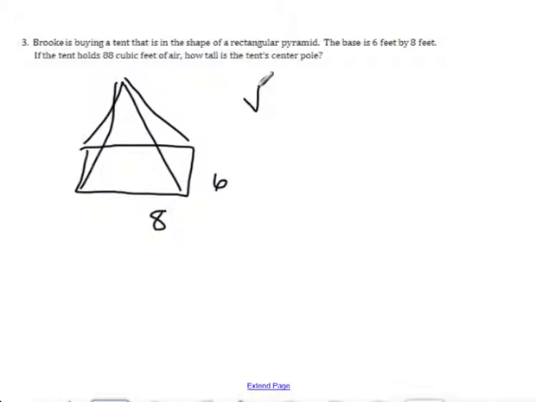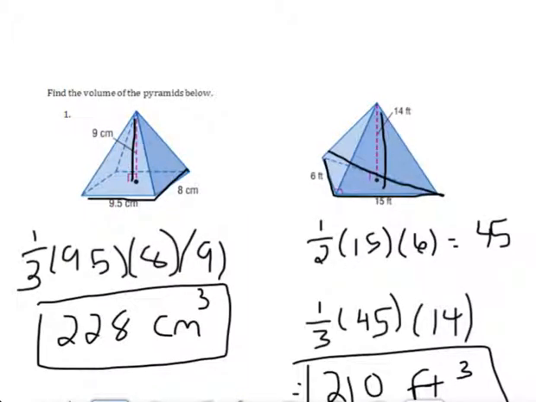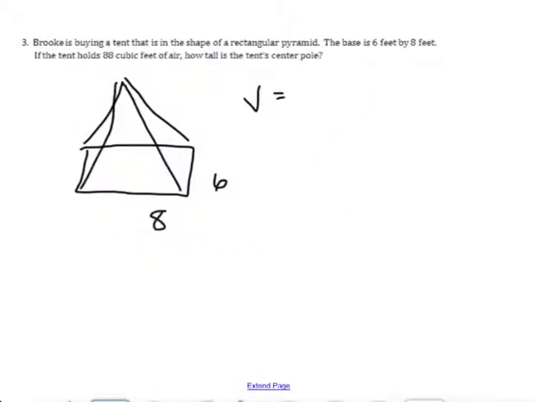Well, if we're talking cubic feet of air, which, by the way, your label is cubed. I wrote it, but I didn't mention it. Just so you guys know, your label, when you're talking about volume, is cubed. So when it says cubic feet, I know that we're talking about volume. If we're talking about how much air it can hold, that also talks about volume. And feet cubed. All right, much better. Okay, so now we want to figure out how tall it is.